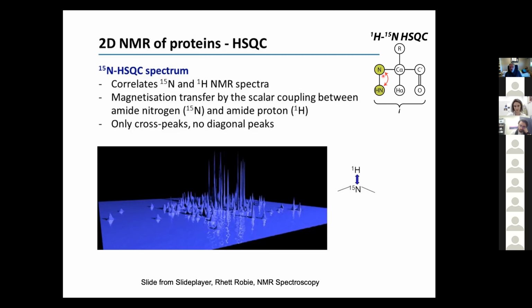And so you can actually do a spectrum in which you have nitrogen on one axis and hydrogen on the other axis. So you correlate the nitrogen and the hydrogen spectra. And this is what we call the amide in the peptide backbone. There would be another NH here. If you continue with the peptide, there would be another CO here. The peptide can go in that direction. So you have many NHs in the protein.